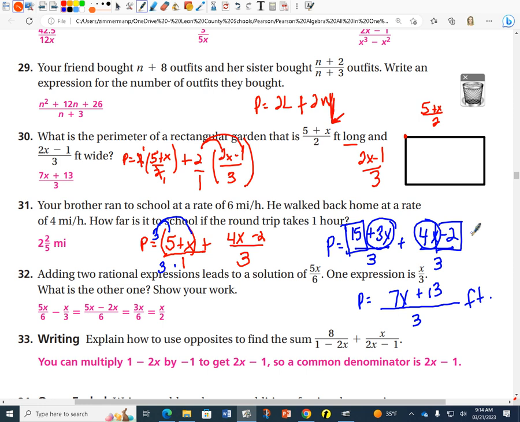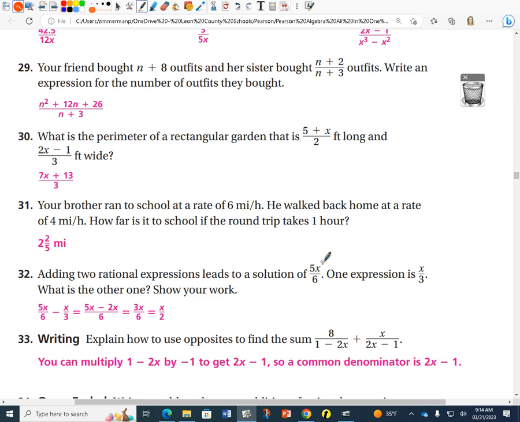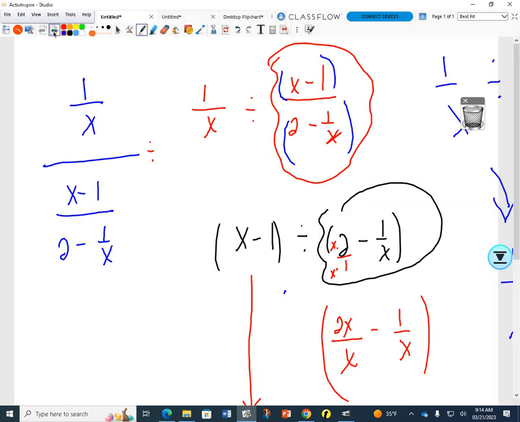Up with me? All right, and number 32. They tell us we have an expression that leads to a solution. So this is a sum. It says adding two expressions leads to a solution. So now we know that 5x divided by 6 is the sum. One expression is x over 3. So the sum is 5x over 6.